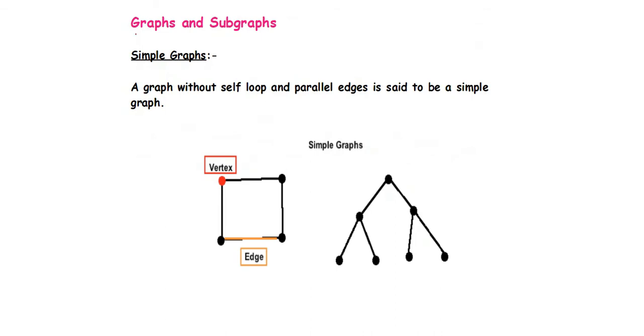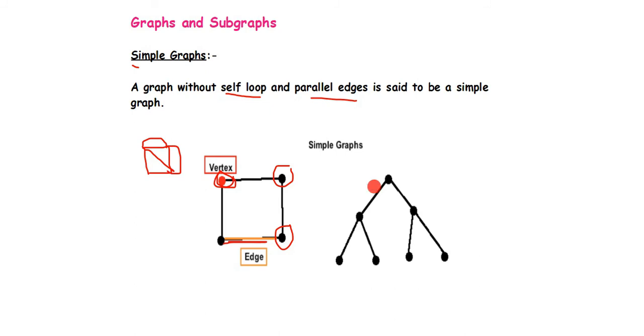So I have a few definitions of graphs and subgraphs, or properties, or simple examples of how you can classify graphs. A simple graph is a graph without a self loop and parallel edges. For example, a graph with a square of 4 dots, where this is your edge and this is your vertex as described in the image. This is a simple graph with 4 vertices and no intersections or loops.